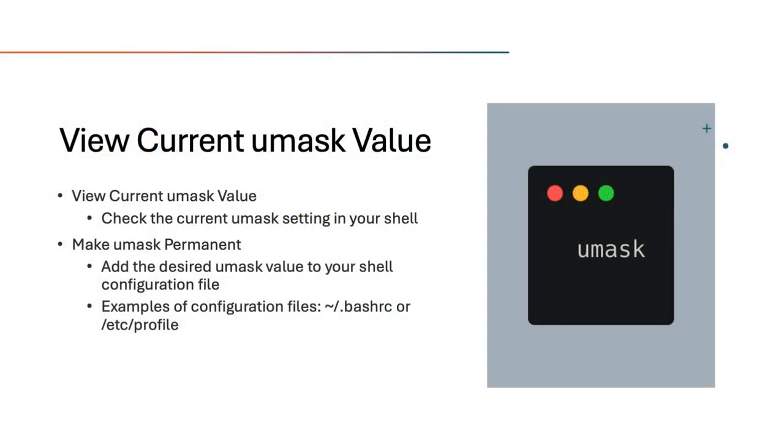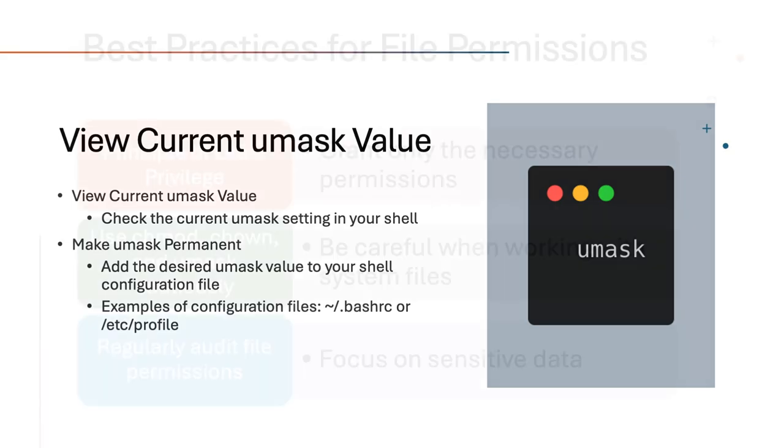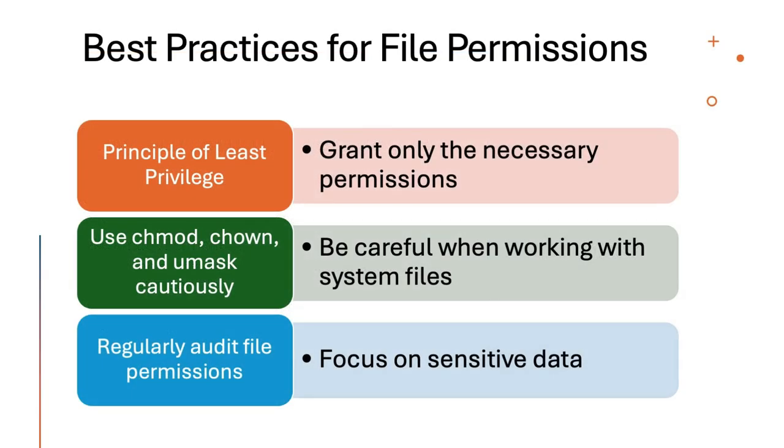To manage the umask value, first view the current setting. To make it permanent, add the desired value to your shell configuration file, such as ~/.bashrc or ~/.profile. Ensure to grant only necessary permissions using chmod or chown and use umask cautiously, and regularly audit file permissions, especially for sensitive data.